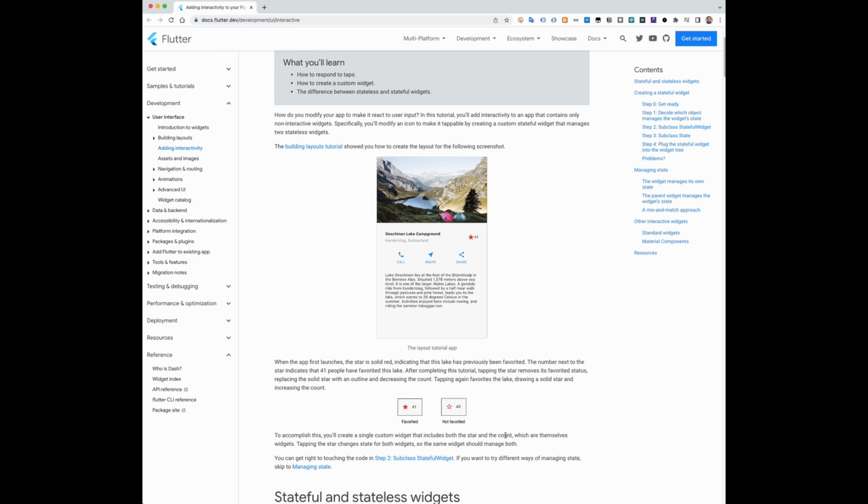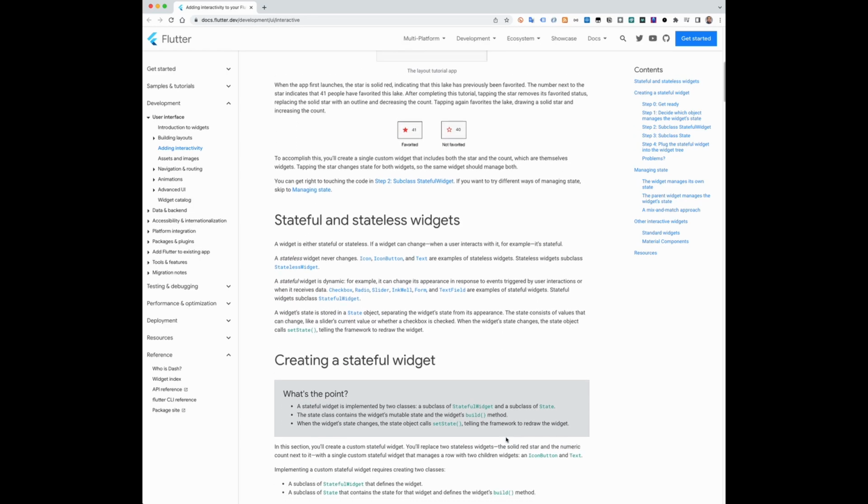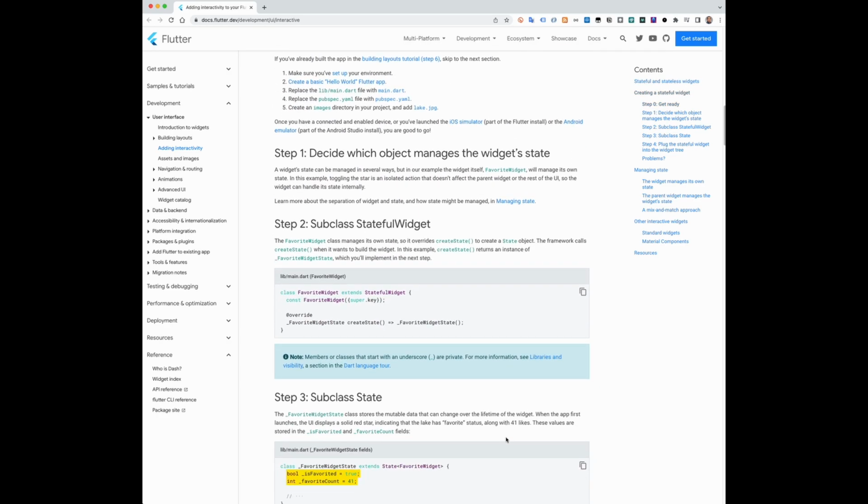Set state is a low-level approach used for widget-specific state. You can simply use stateful widget and set state method to access the state.